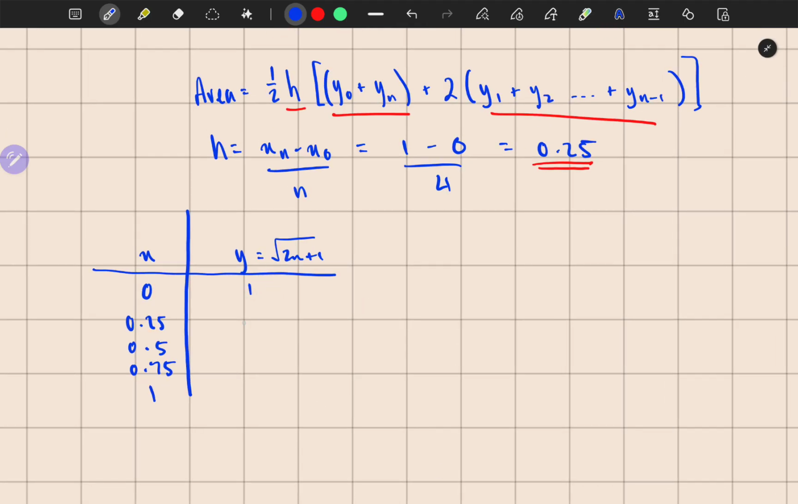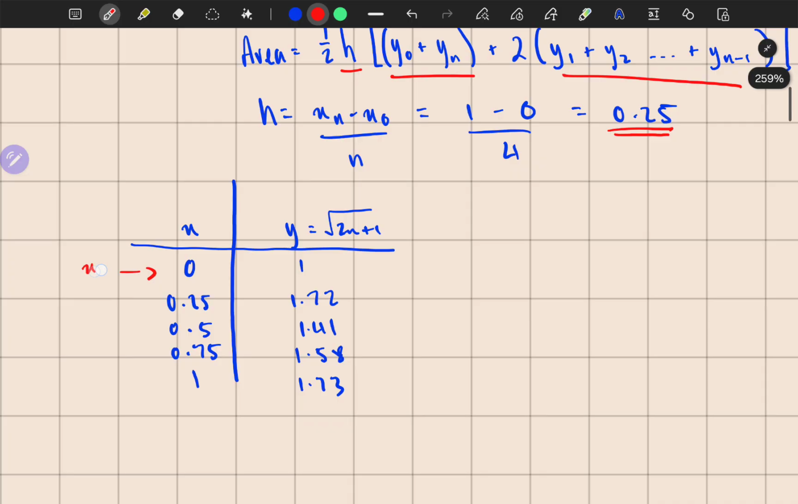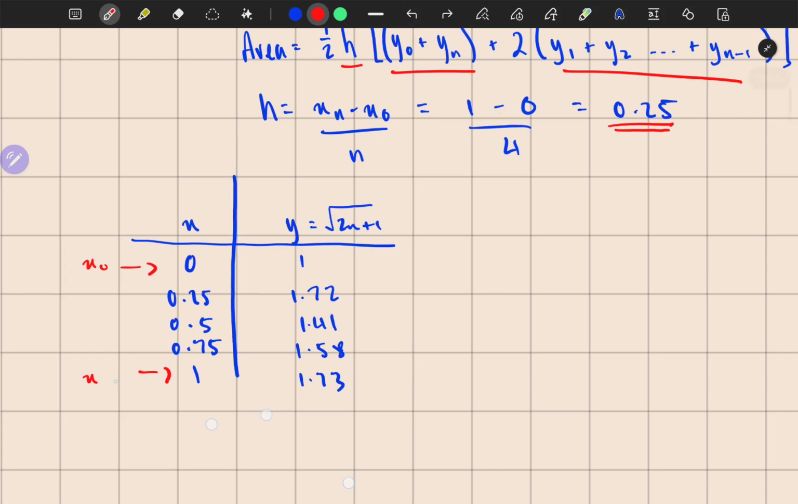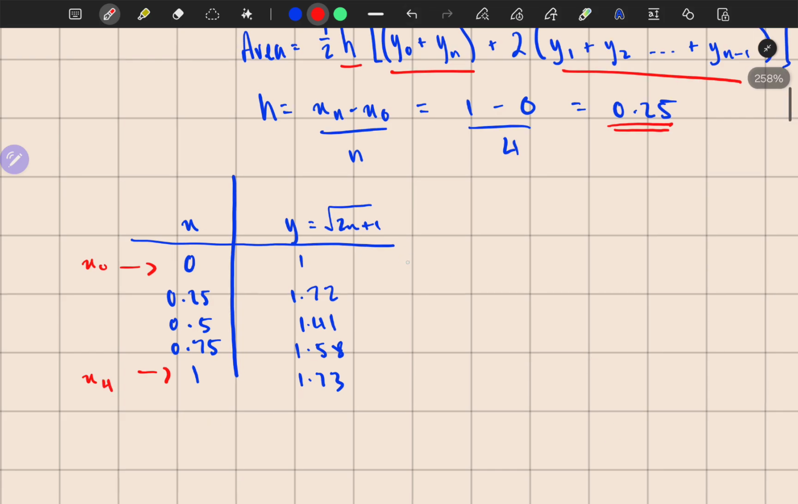Y is equal to 1, 1.22, 1.41, 1.58, and then 1.73. So, at x equals 0, this is your first x value. X equals 1, that is your last x value, xn, or x of 4. So, your corresponding y values of 1 is going to be y of 0, and this one being y of 4. Everything in between is going to be 1, 2, 3.